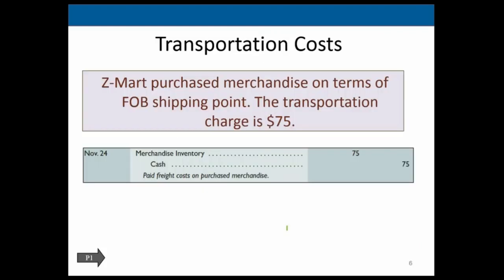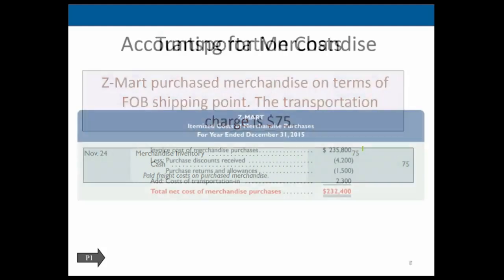So transportation costs: Z-Mart purchased merchandise on terms FOB shipping point, and the transportation charge is $75. So this is FOB shipping point, therefore at the point of the shipment, not at the point of our warehouse, is when we receive the goods. Therefore, the cost of the shipment is part of the inventory to us, and the shipping costs are not going to be shipping expenses to us. They're going to be part of the inventory. So the point is, we're debiting merchandise inventory for the shipment expenses to include that in the cost of the inventory and paying cash to do so.